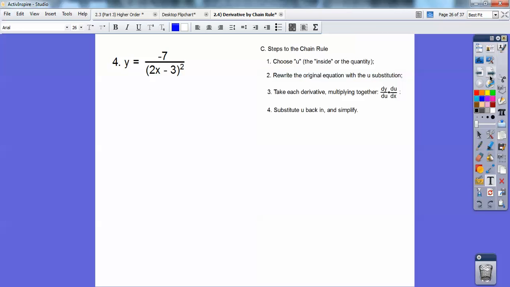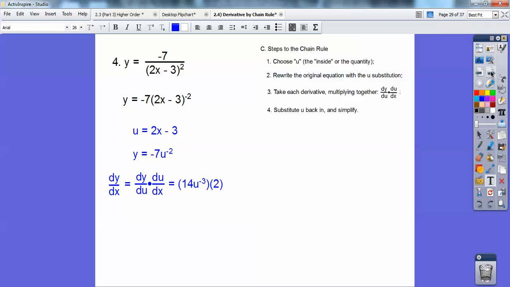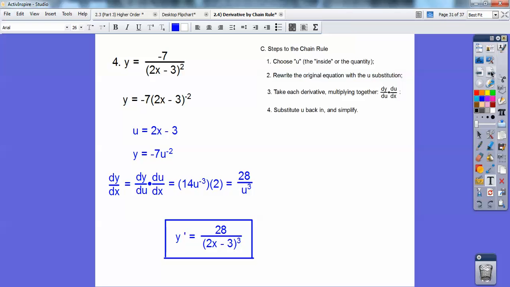So I have y equals negative 7 over the quantity 2x minus 3 squared. Think of that as the quantity 2x minus 3 to the negative 2 power. It's easier to do that. Then I'm going to let u be the inside stuff, so you have y equals negative 7 u to the negative 2. Then there we go, the chain rule. Substitute your u back in, and it goes back downstairs. And so there's the final answer.